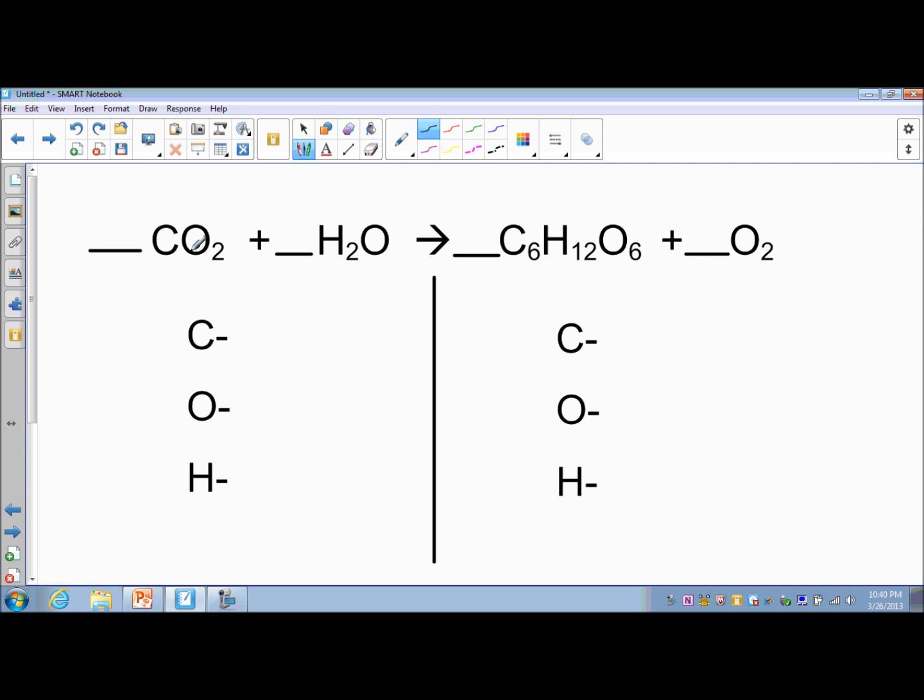So on this side, I have 1 carbon, and I have 2 oxygens, but I also have an oxygen over here, so I need to add it all up. So 2 plus 1 is going to give me a number 3. Okay, and then for hydrogens, I have 2 over here.